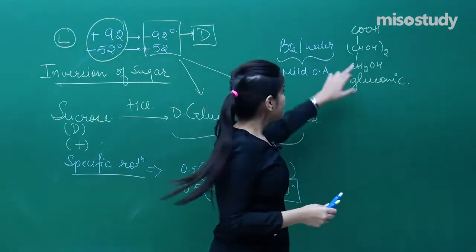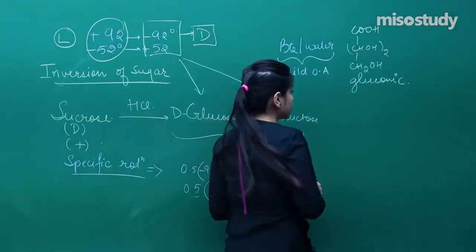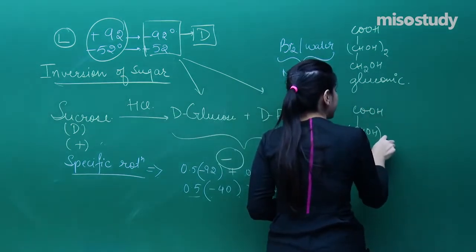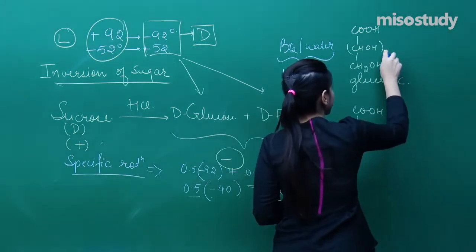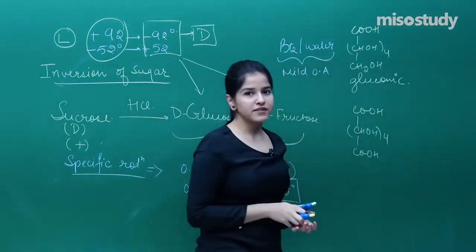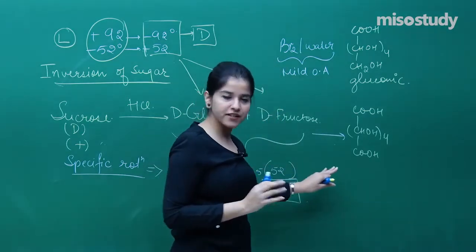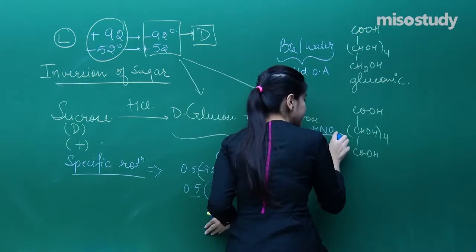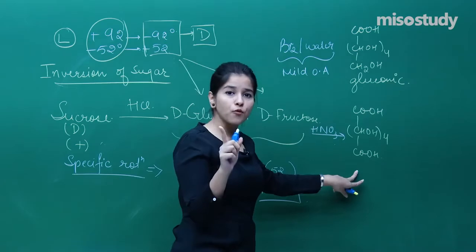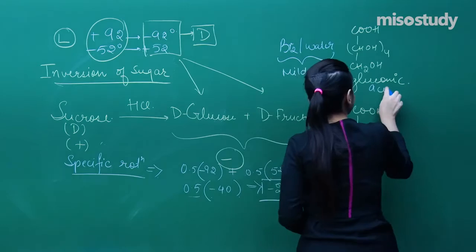What is saccharic acid? This is also COOH in saccharic acid, and this is also COOH. Let me just write it down. We get saccharic acid in the case of, let me just make it 4. That is nothing but the saccharic acid, and we need to take up a strong oxidizing agent here in this case, that should be HNO3 in order to actually get the saccharic acid. But otherwise for mild oxidizing agent we get gluconic acid. So that is gluconic acid.